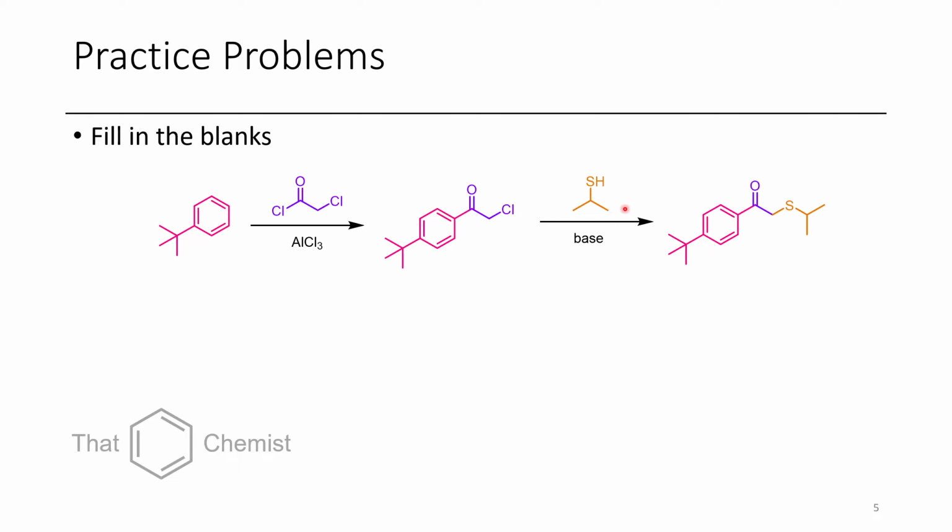Now, once we treat this with this isopropyl mercaptan, we're going to just undergo an SN2 reaction, displacing the chloride. This is an alpha chloroketone, so this is a really good leaving group.